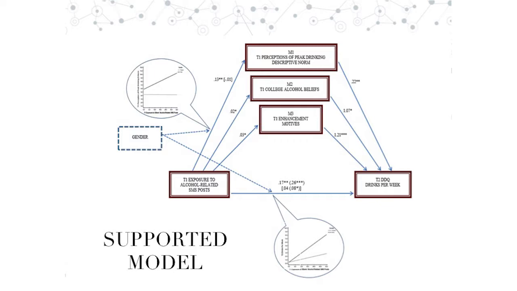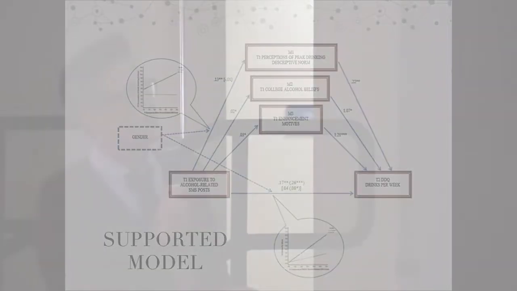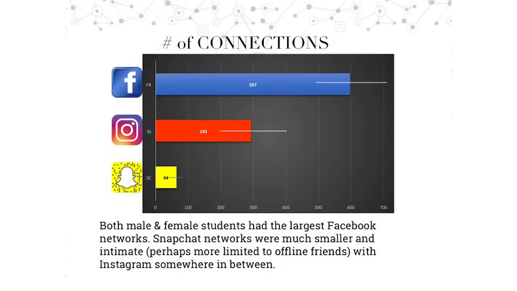But what I really want to talk about is just the descriptive stats that get lost in the larger paper that talks all about the gender differences and everything, which is these differences in the number of connections students reported. So on Facebook, the average number of friends was 597. On Instagram, on average, they followed 293 people, and on Snapchat, they followed 64 people.